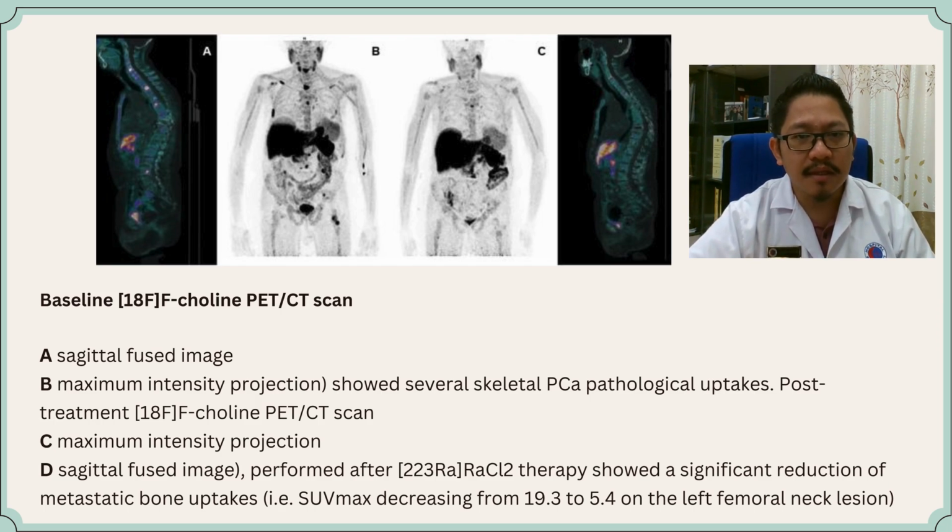And finally, this is an example of radiographic appearances of combined imaging using the PET CT scanner. We can see in figure A a sagittal fused image, and B, maximum intensity projection. The MIP showed several skeletal prostate cancer pathological uptakes on the post-treatment 18F choline PET scan. C is the maximum intensity projection, and D is the sagittal fused image performed after radium-223 therapy, showing a significant reduction of metastatic bone uptake.